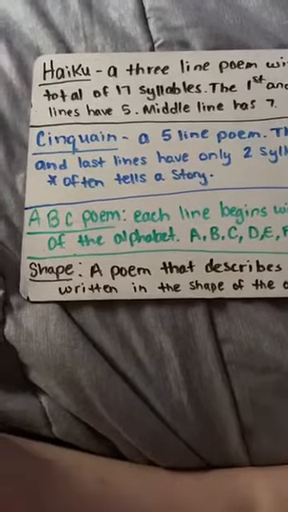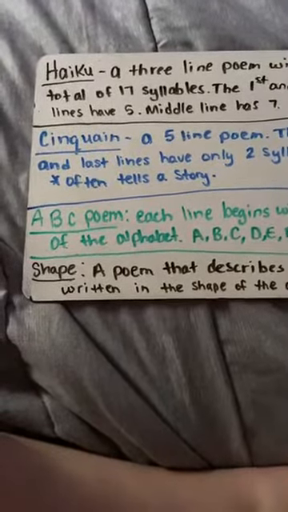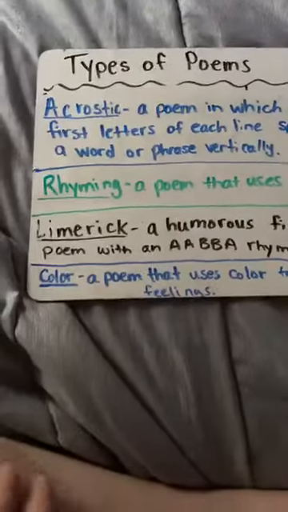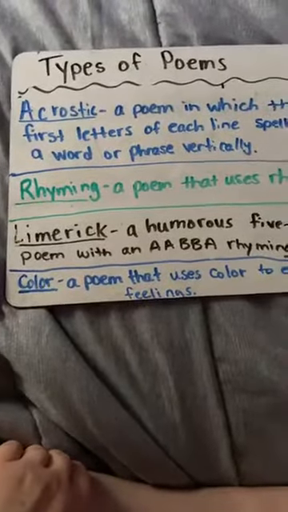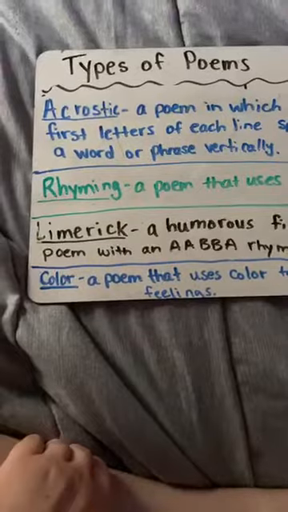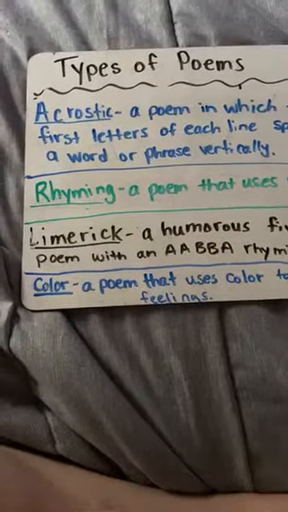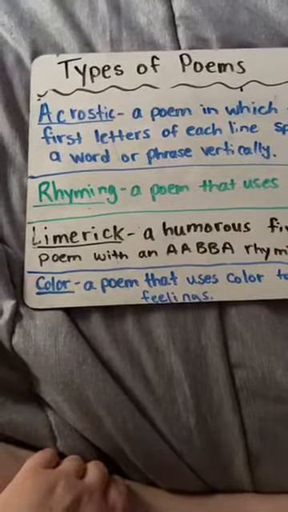Write me a poem. It could be a haiku. It could be a cinquain. It could be an ABC, a shape poem. It could also be one of these: an acrostic poem, those are fun, a rhyming poem or a limerick or a color poem or another type of poem. Any type of poem that you want, I want you to practice writing that out today.